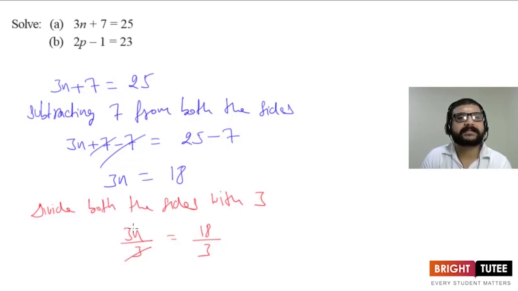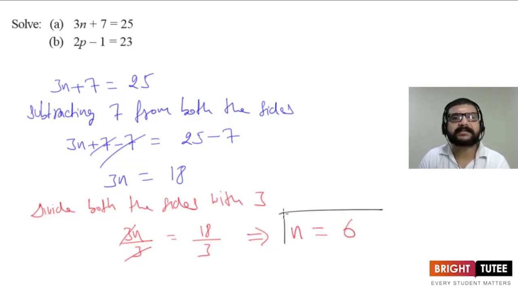Now from here this 3 will be cancelled out with this 3. Now we are left with n is equal to 18 upon 3, which is 6. So the final value of n which we are getting is n is equal to 6. Therefore, the solution of the first equation is n is equal to 6. Now let's solve the second equation.